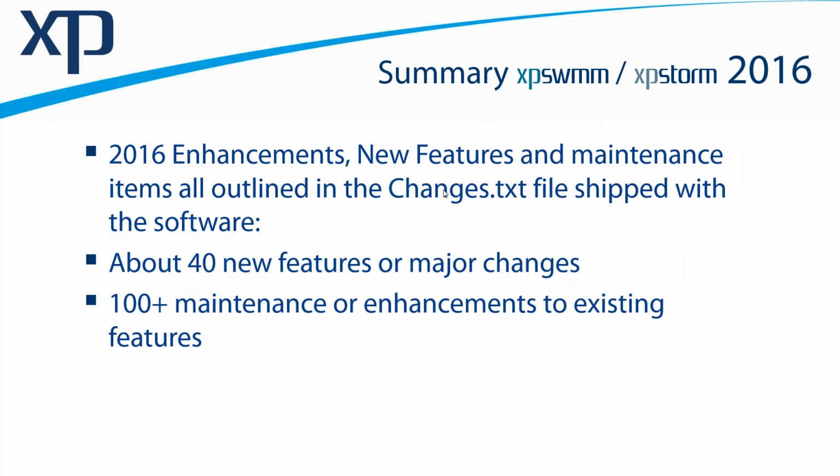Thanks, Adam. I'm just going to summarize here for the next couple minutes. You know, we've seen a lot of 2016 enhancements and new features that we've presented. We tried to highlight, you know, I suppose our personal favorites or the ones that we think have the broadest appeal. However, you know, there's about 40 new features or major changes, and more than 100 different maintenance and other enhancements, and they're outlined in a file called changes.txt. And in fact, that ships with the software. You could see what happened in this version and previous versions.